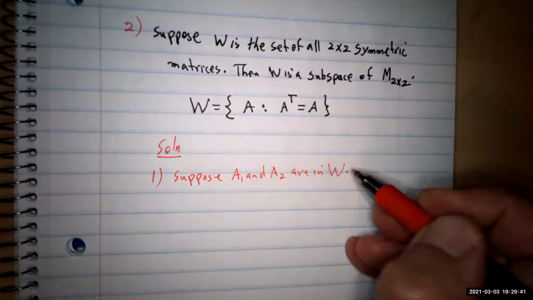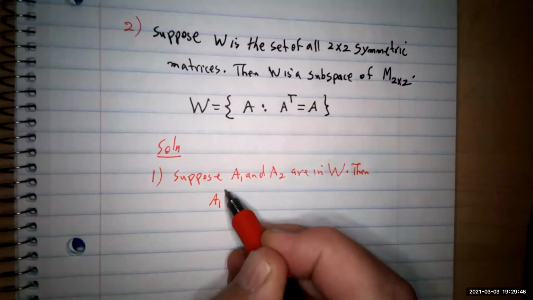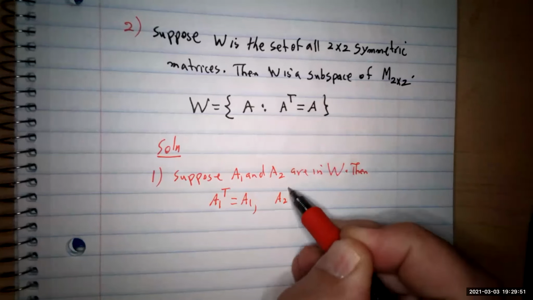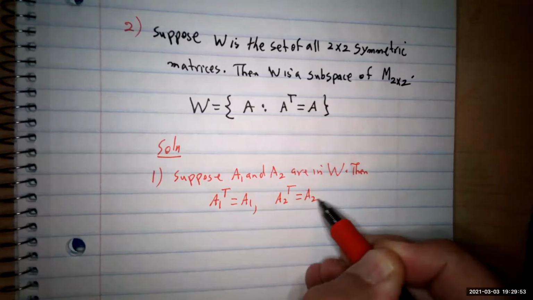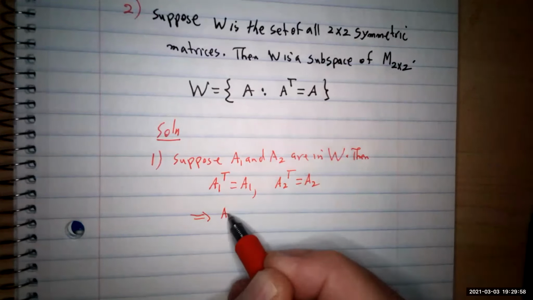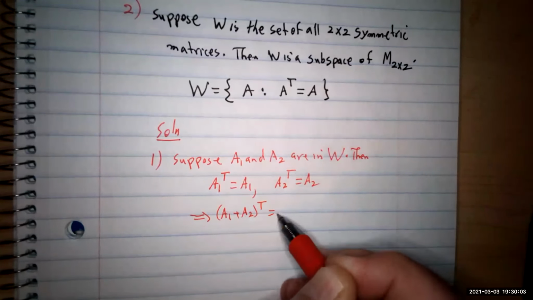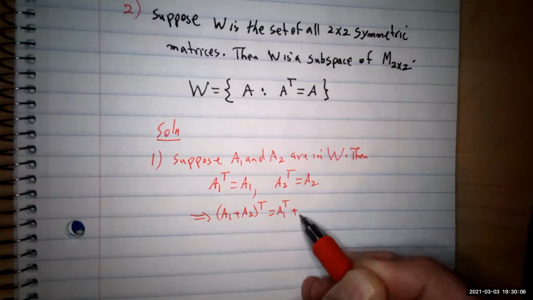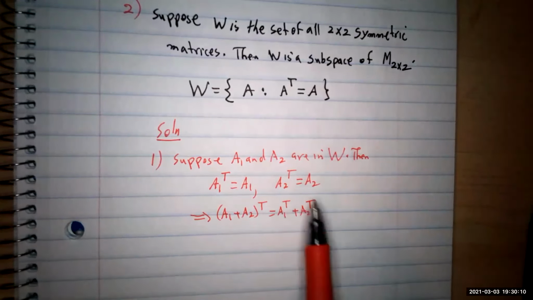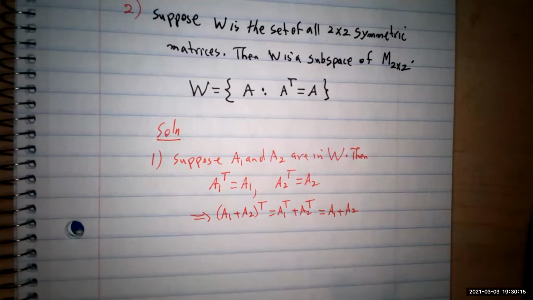So this means A1 transpose is the same as A1, and A2 transpose is the same as A2. Now how about their sum? A1 plus A2 transpose, you know, is going to be A1 transpose plus A2 transpose. But A1 transpose and A2 transpose are symmetric, so that gives A1 plus A2.